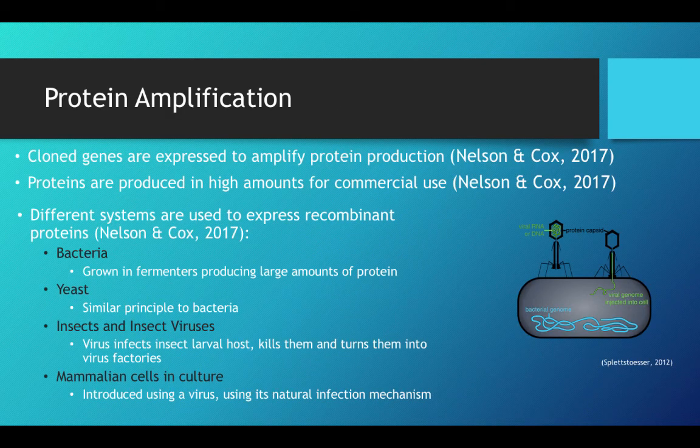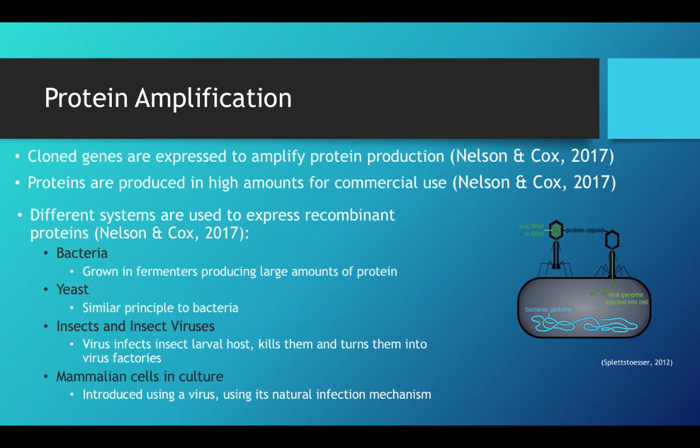The recombinant protein then needs to be amplified. Proteins are produced in very high amounts for commercial use. Different systems are used for this. Bacteria. This is the most common host for protein expression, especially E. coli. They are well understood and are grown in fermenters and produce large amounts of commercial protein. Yeast. The principle for yeast is similar to using bacteria, however the cloned genes must be linked to promoters that direct high-level expression in yeast cells.